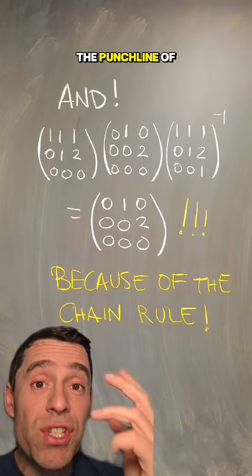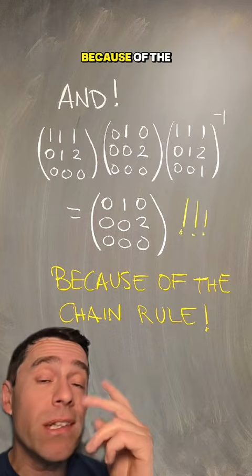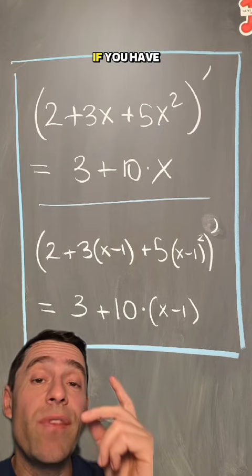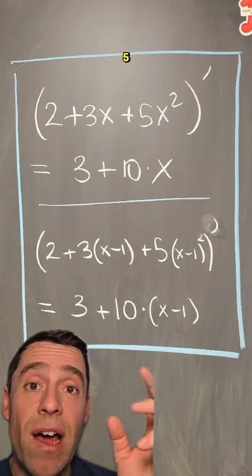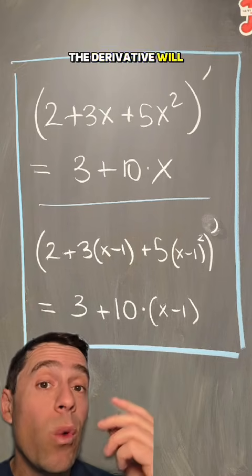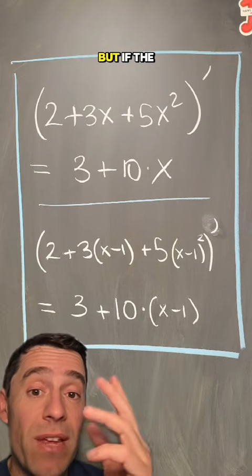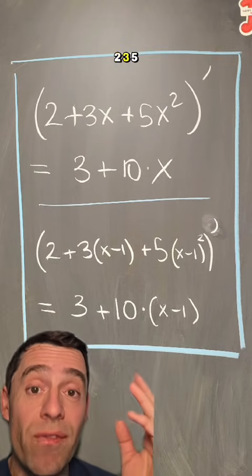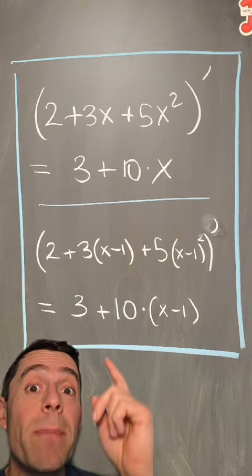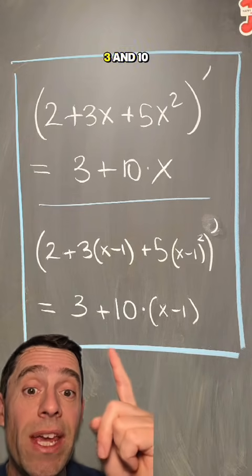And the punchline of this video is that you get exactly the same matrix because of the chain rule. And the reason is that the chain rule implies that if you have a polynomial that is (2, 3, 5) with respect to the basis 1, x, x squared, the derivative will have coordinates (3, 10) with respect to that basis. But if the polynomial has coordinates (2, 3, 5) in terms of the basis 1, x minus 1, x minus 1 squared, because of the chain rule, the derivative will also have coordinates (3, 10).